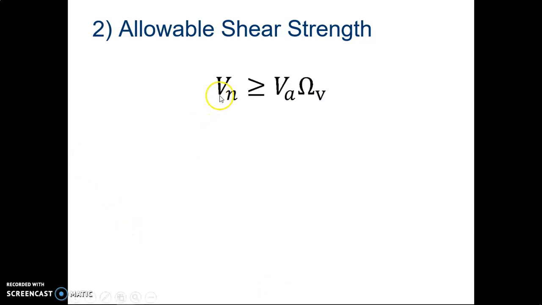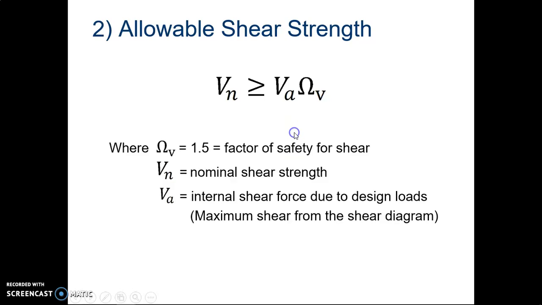So similar to the moment equation, you take your maximum shear and multiply it by a factor of safety. However, this factor of safety is different than the factor of safety used for bending. Here, the factor of safety is 1.5. So you take your maximum shear, whether it be from a moment and shear diagram or from the equations, you take the max shear and multiply it by 1.5, and then that is our design shear that we're using.